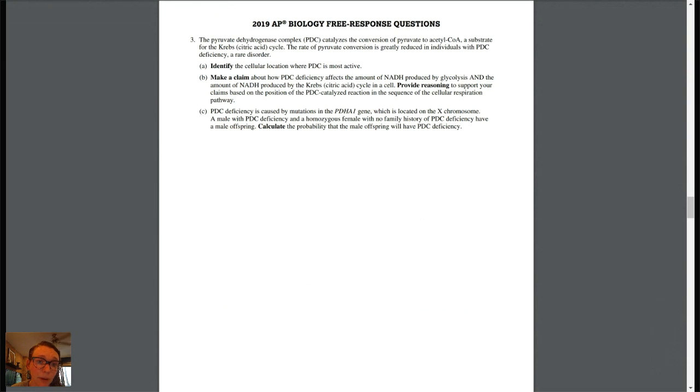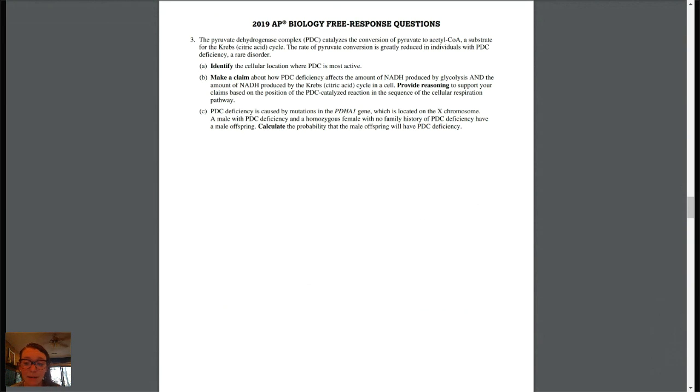Okay, number 3. The pyruvate dehydrogenase complex, PDC, catalyzes the conversion, oh, what a great cellular respiration question, of pyruvate to acetyl-CoA, a substrate for the Krebs cycle. The rate of pyruvate conversion is greatly reduced in individuals with PDC deficiency, a rare disorder. Okay, A, identify the cellular location where PDC is most active. You needed to say the mitochondria for this.